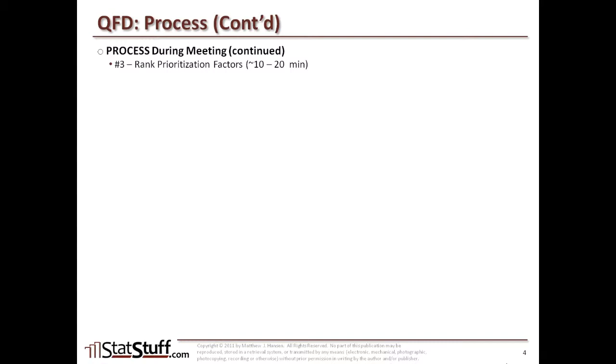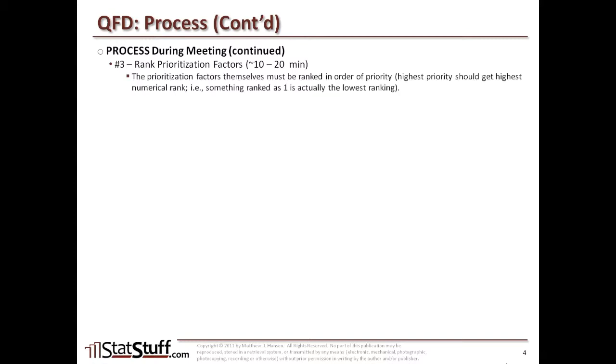This may take anywhere from about 10 to 20 minutes with your team as you work through these. At this point, you should already have your prioritization factors defined. So now what you want to do is rank those in order of importance. You need to work through those and identify the order of priority for each one.